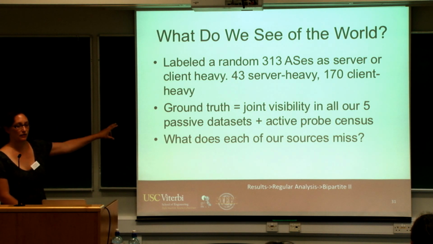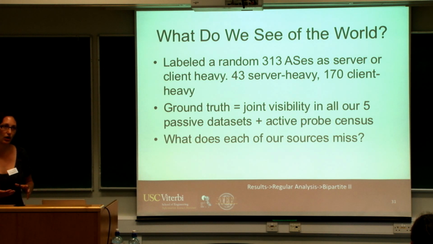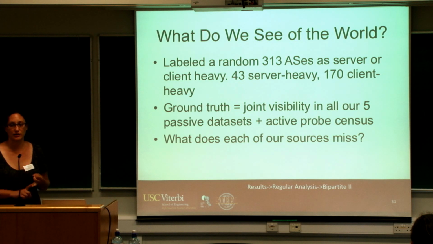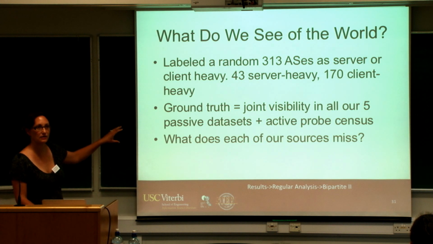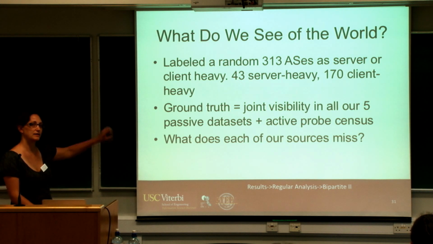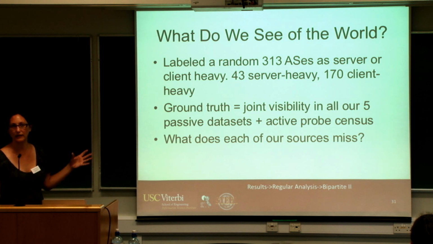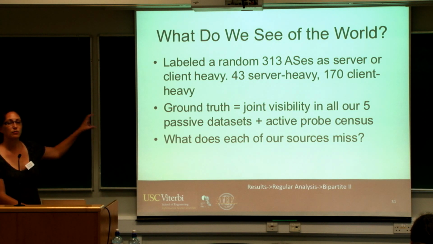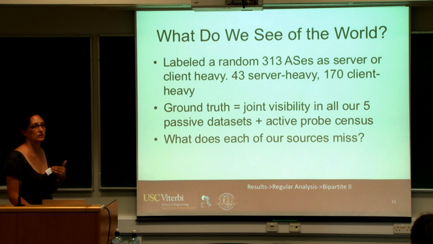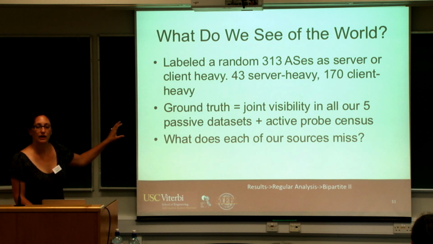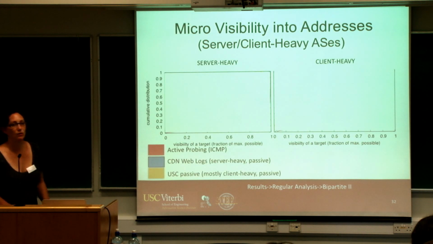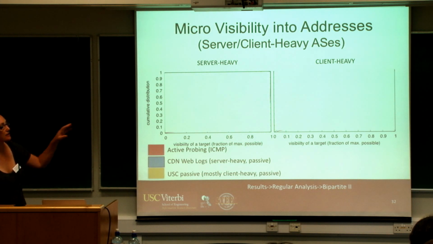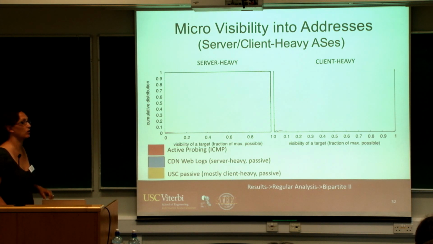We use ground truth as the joint visibility of all of our data sets. Active, our 2 sources from the CDN, and our 3 passive university data sets. All together, we comprise that and say this is ground truth, even though, again, like any sources, we're missing something. The point here is to compare our sources in terms of what they see and figure out what each of them misses. So we can look at this and look at how well they see addresses out there in these client-heavy and these server-heavy organizations.